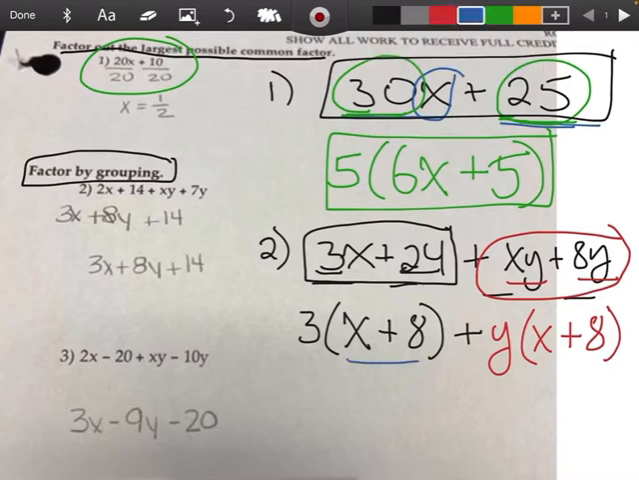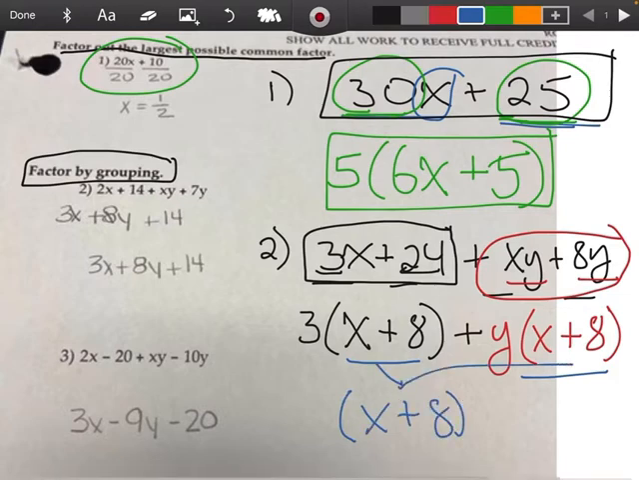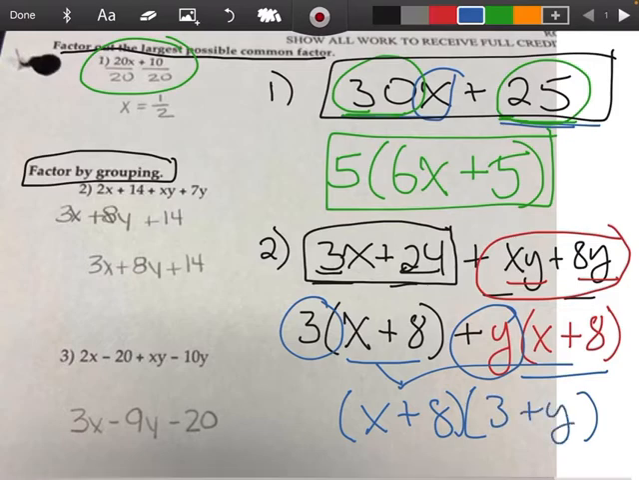Now, the way we know we did this right is if this piece here and that piece there match up. So I would write it like this, x plus 8, these 2 factors collapse into 1, and then my second factor is the pieces that I'm left with, 3 plus y, okay?